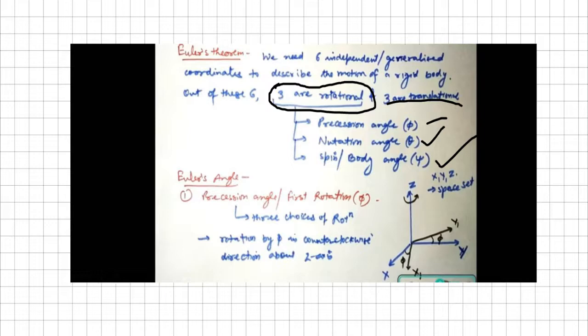See, there are three types of Euler's angle. First is the precession angle. So first I will describe the precession angle. This precession angle is also called, as I have written over here, the first rotation. During the first rotation, what are we basically doing? We are aligning both the axes, the body axis as well as the axis of the space. So we have to align it.